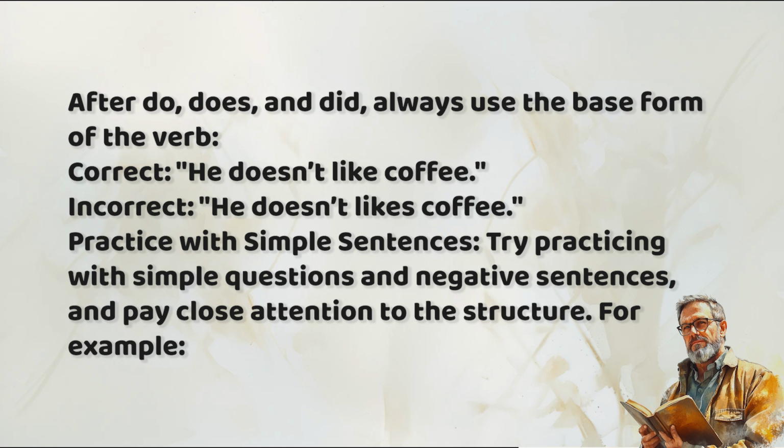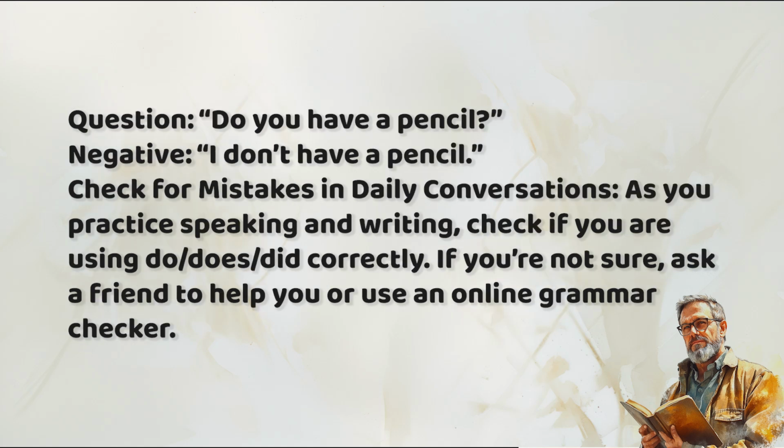Practice with simple sentences. Try practicing with simple questions and negative sentences, and pay close attention to the structure. For example, question: do you have a pencil? Negative: I don't have a pencil. Check for mistakes in daily conversations. As you practice speaking and writing, check if you are using do, does, did correctly. If you're not sure, ask a friend to help you or use an online grammar checker.